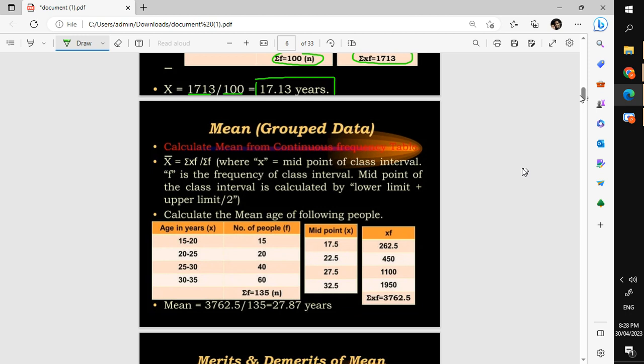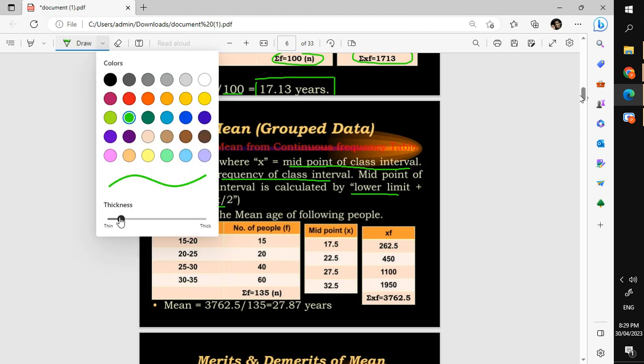Okay, what about the mean for the group data? How do we calculate the mean from the continuous frequency table? We still have the same formula, but in this case, x is the midpoint of the class interval. F is the frequency of the class interval. So how do we get the midpoint? Basically, you add the lower limit and the upper limit, and then you divide them by 2.